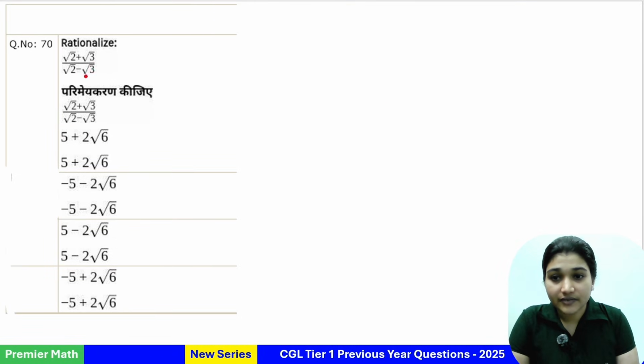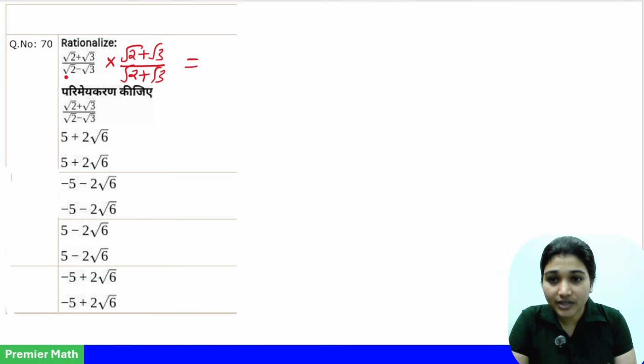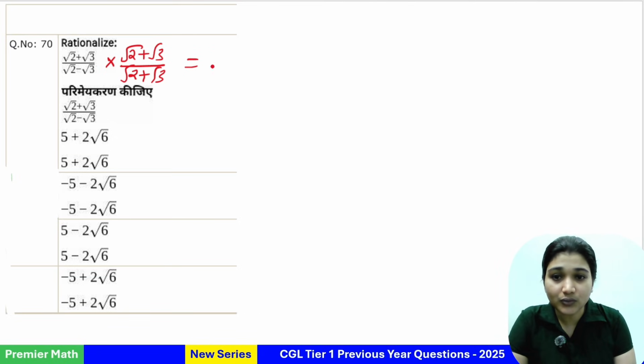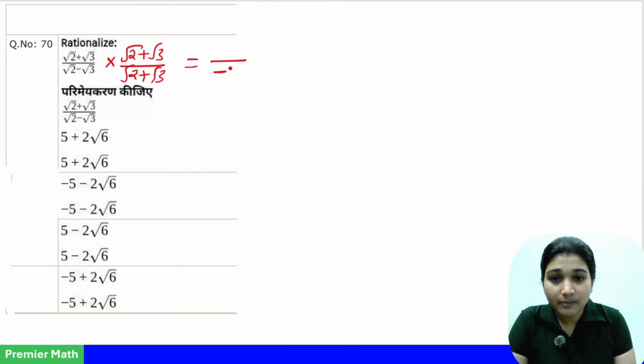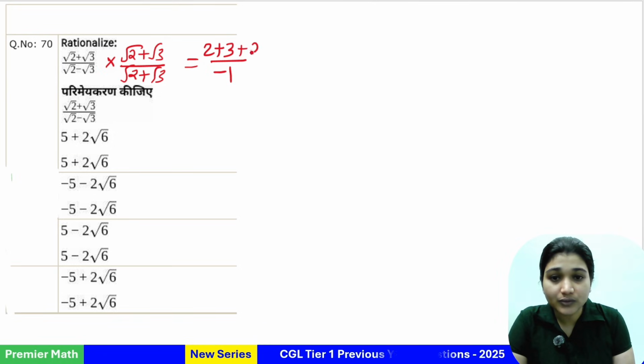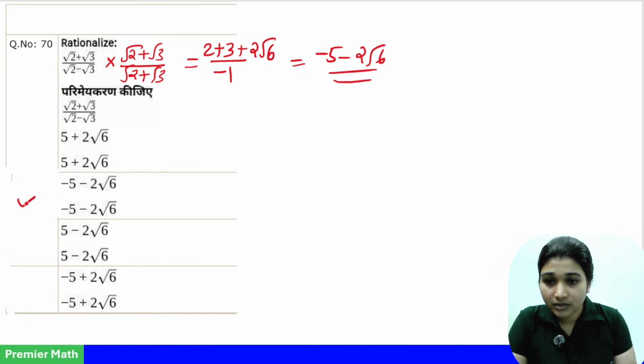Rationalize root 2 plus root 3 divided by root 2 minus root 3. Multiply it by root 2 plus root 3 divided by root 2 plus root 3. In the denominator you have the a plus b into a minus b form, which is equal to root 2 square minus root 3 square, which is 2 minus 3, that is minus 1. Now here root 2 plus root 3 the whole square is equal to root 2 square, which is 2, and root 3 square, which is 3, and 2 into root 6 is 2 root 6. Now if you multiply it with minus 1, this is equal to minus 5 minus 2 root 6. Option 2 is your answer.